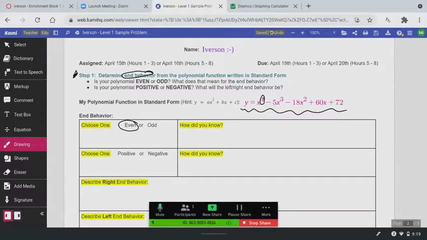And I know this, so in this how do you know section, you could write something or state something like: the degree of my polynomial is 4. 4 is an even number.